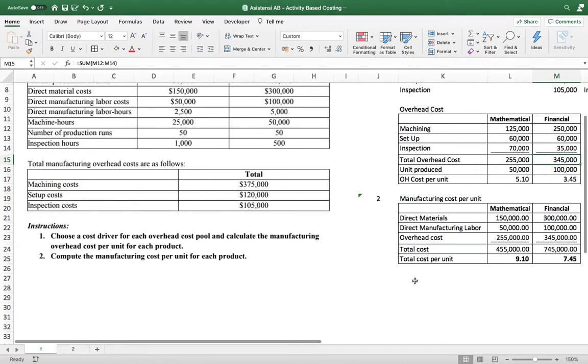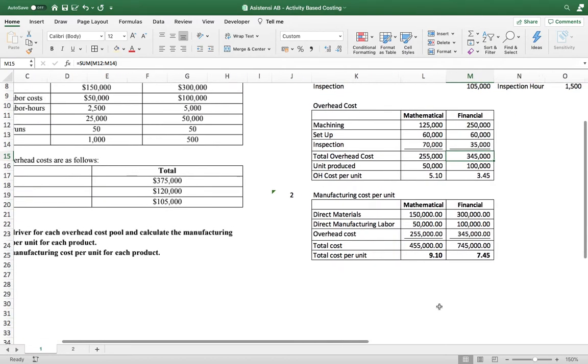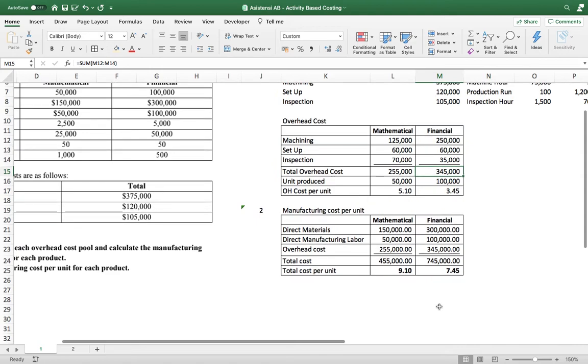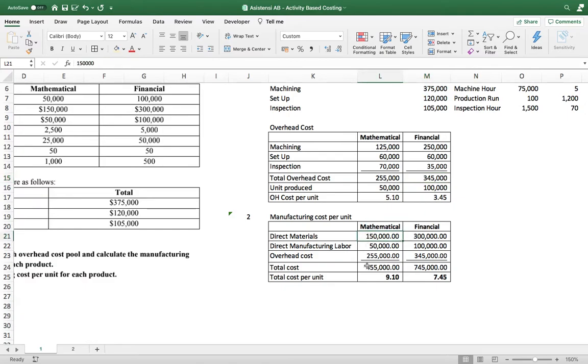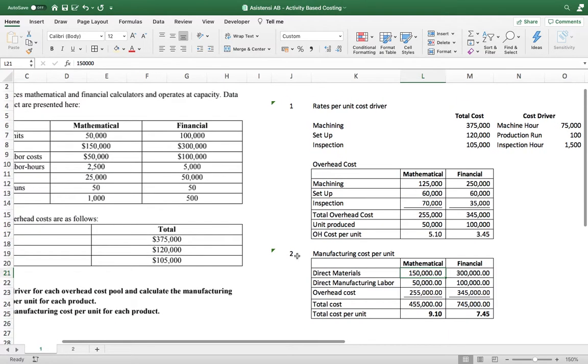And then for the second part, which is computing the manufacturing cost per unit, we can sum up the three components of the total cost, which are direct materials cost, direct manufacturing labor cost, and the overhead cost. And for the direct materials, it is also already given in the problem, $150,000 from here. And then for the direct manufacturing labor, we can get the number from here, 50,000. And for the overhead cost, we can get it from our previous calculations, which is 255,000.